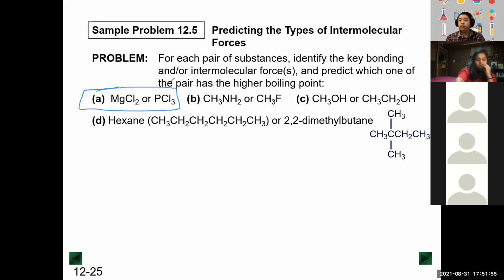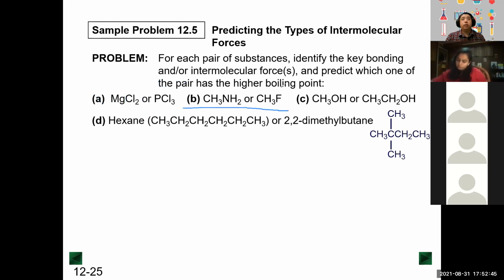See a couple of answers already. And the answer is actually going to be MgCl2. That one has a higher boiling point. You can solve it by comparing molecular masses only if they are the same type of force. Mg here is group one. It is a metal. That makes it an ionic bond, ion-dipole. P is phosphorus. So this would be essentially nonpolar, or at most, it would be dipole-dipole. This one right here has an ion-dipole, so it is significantly stronger.